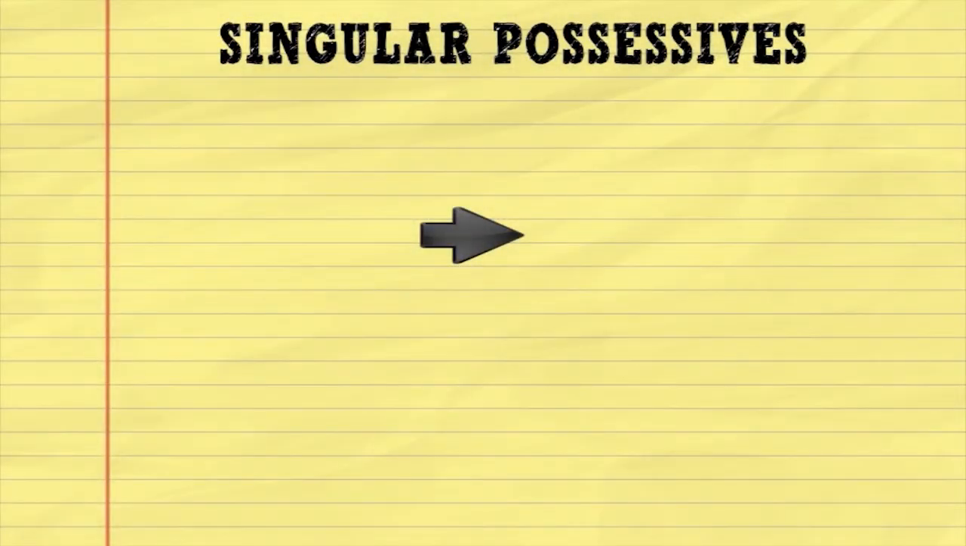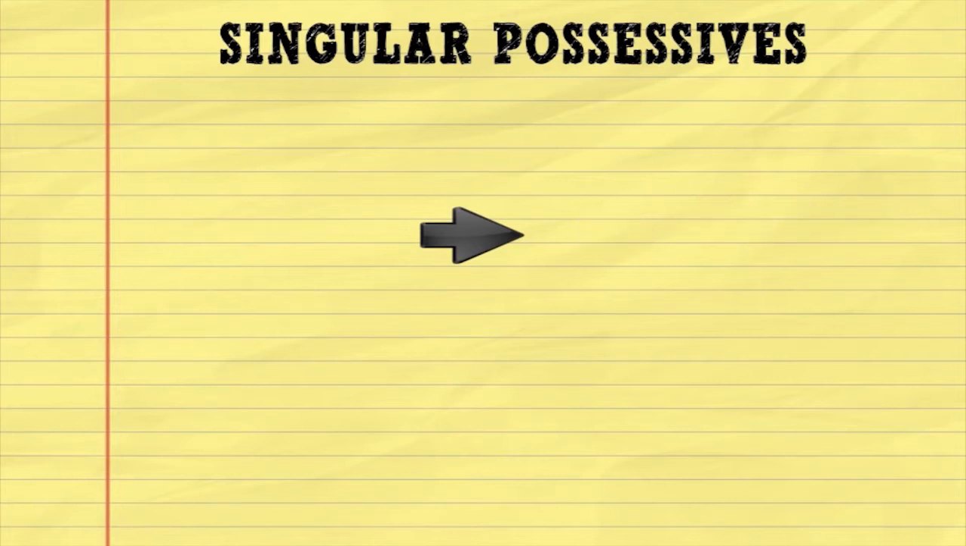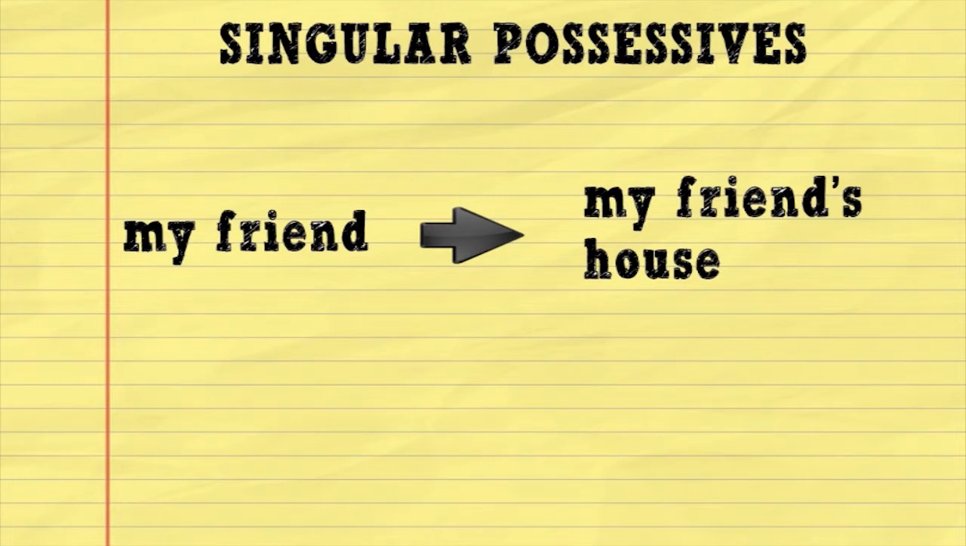The first one is very simple. We should understand this. We have a singular noun like the cat, and then we add the possessive with an apostrophe S, the cat's food, for example. Next we have another basic noun, my friend, and the possessive would be my friend's house. Apostrophe S after the noun, very basic.